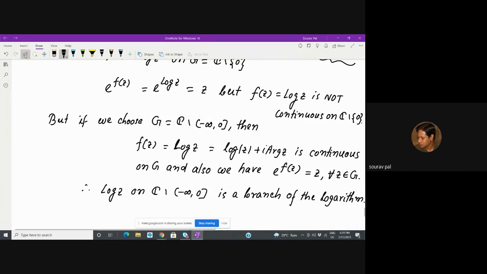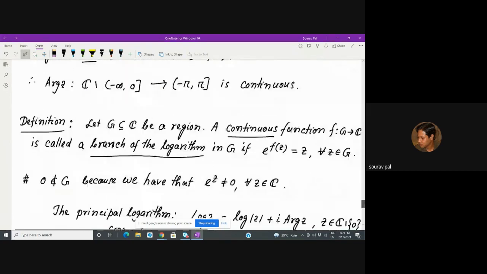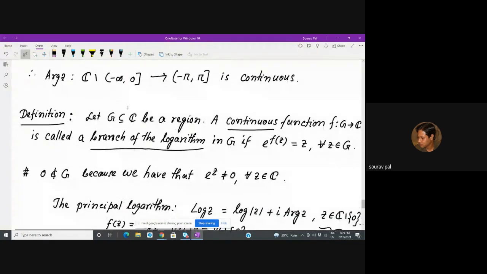Once again, please look at the definition of how we have defined a branch of the logarithm. We have to choose a region first, an open connected subset of C. We have to choose a continuous function f from G to C, and it has to satisfy the functional equation e to the f(z) equal to z for all z in this region. Then we say that it is a branch of the logarithm.